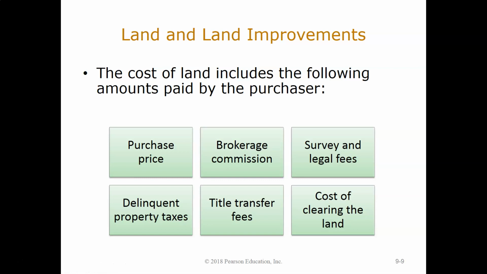All of these costs I add up, and that's the price I put on my accounting records. That's the price I'm going to debit land for. Just take one quick look here. Cost of clearing the land.